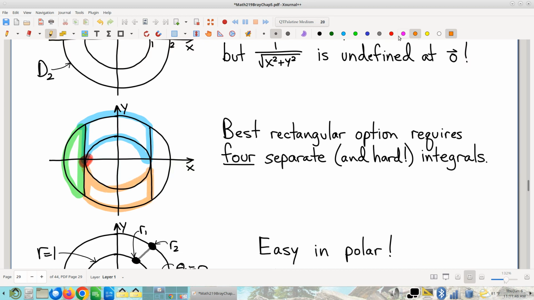that piece and that piece. So that's four separate, and I'll point out actually pretty hard integrals, because look at the curves that define the bounds. They're circles, which means you're going to be dealing with square roots, and nobody wants that. Okay, all right, so again, not good. But look how easy it is to do this in polar coordinates.